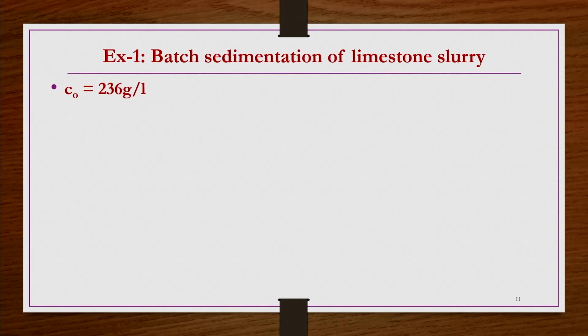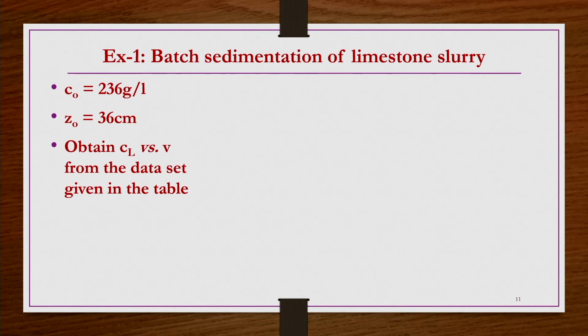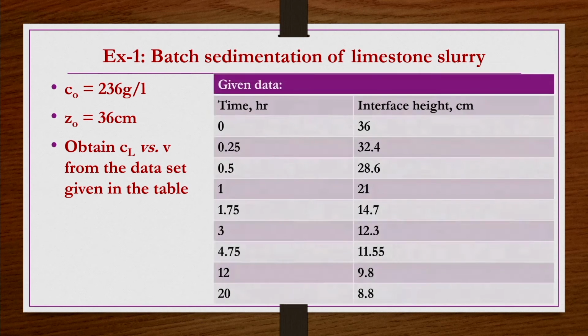Here the initial concentration C naught is given as 236 gram per liter, and Z naught is 36 centimeters. Obtain CL versus V from the data set given in the table. In the table, theta versus Z information is given, showing how the height of the interface decreases with different time intervals. From this information, we have to obtain CL versus V information.